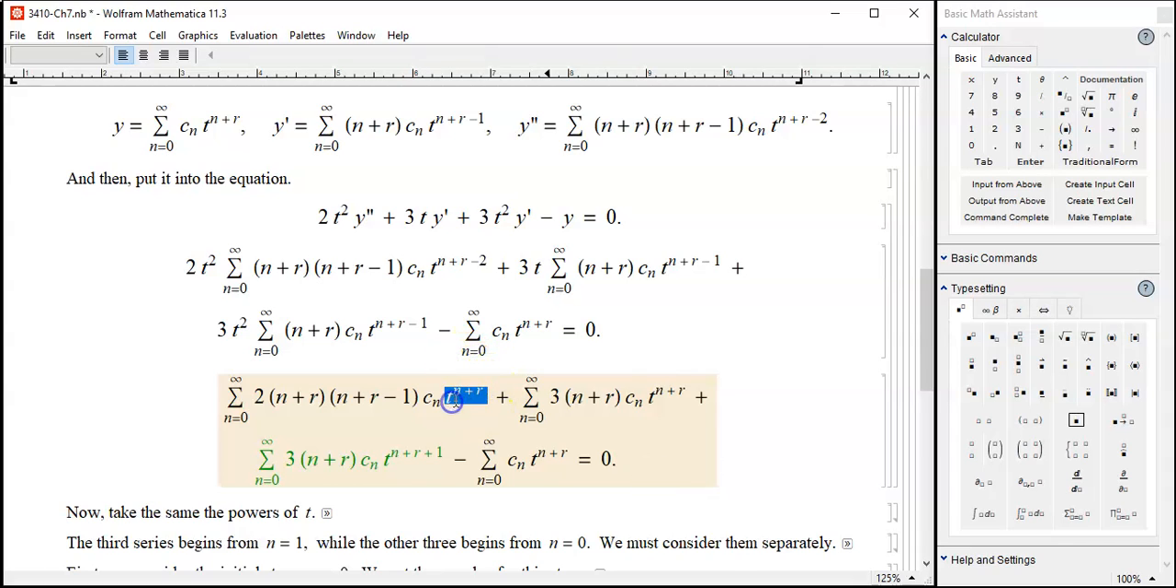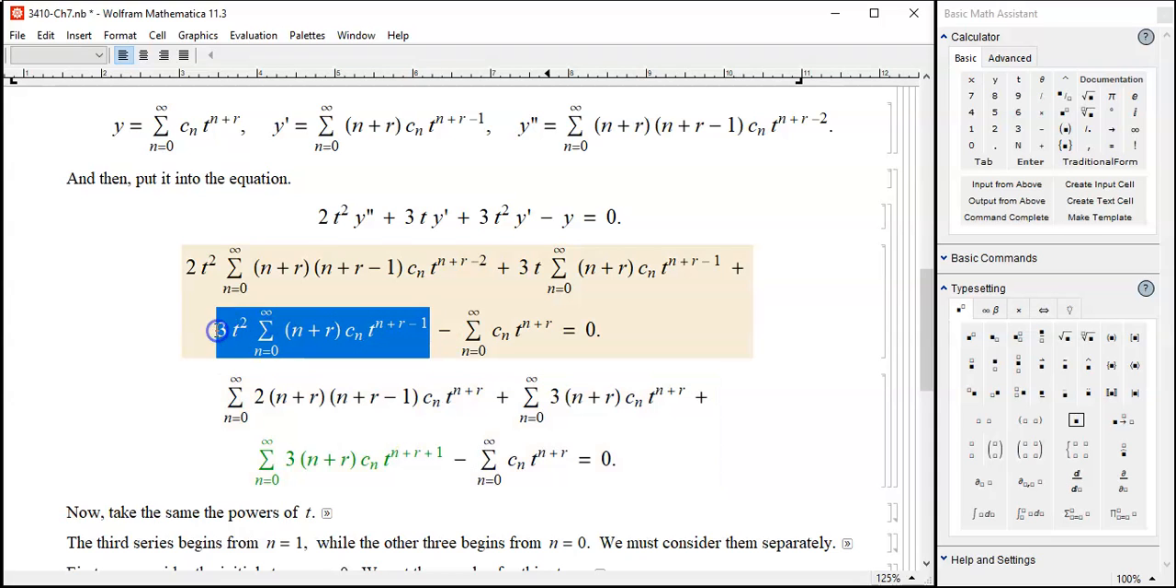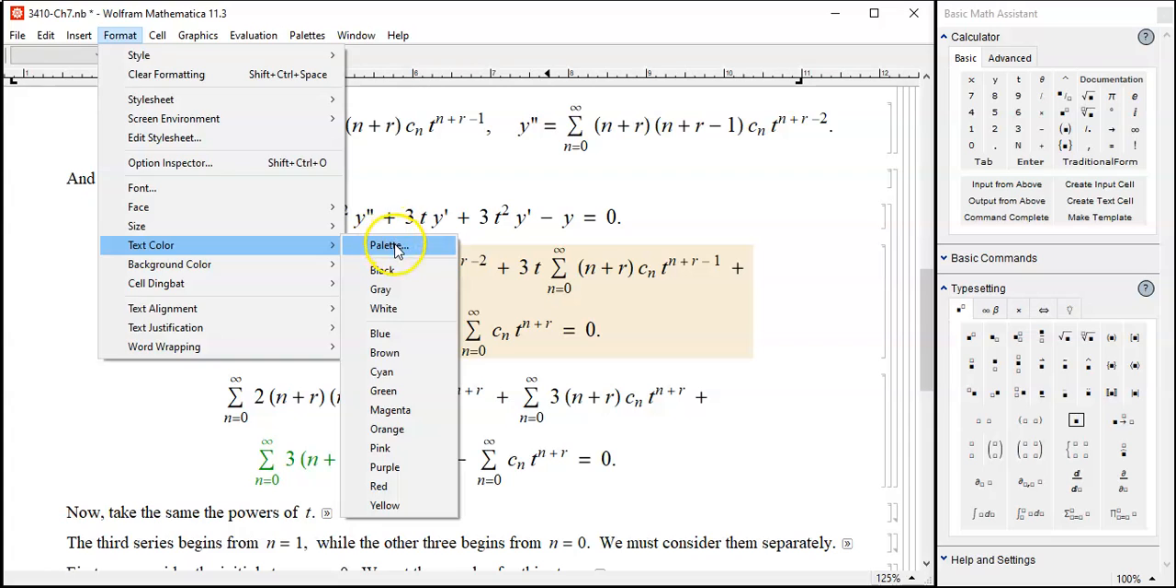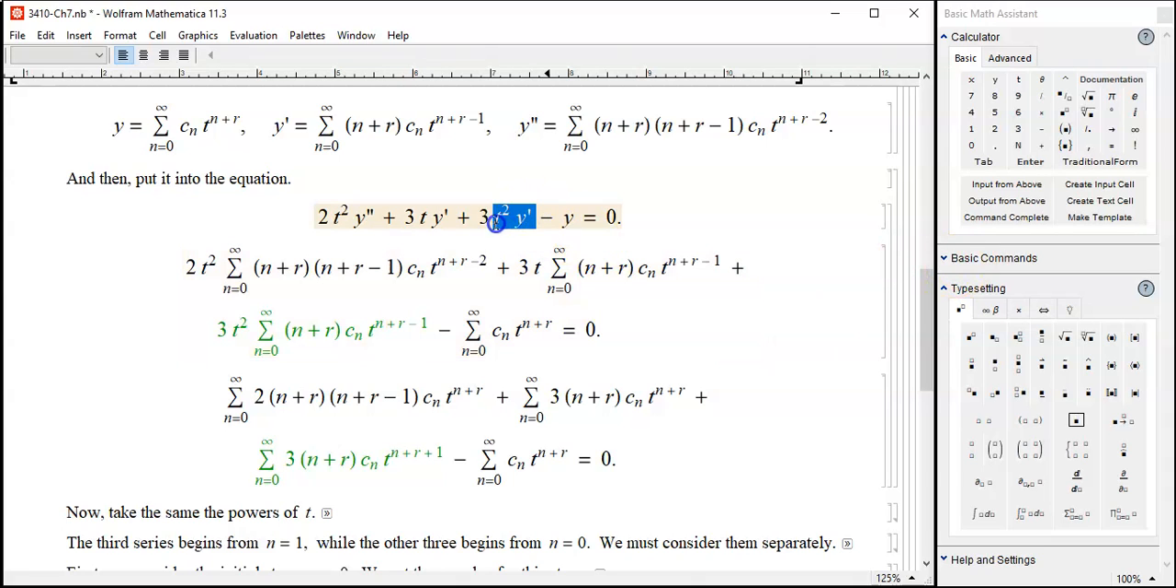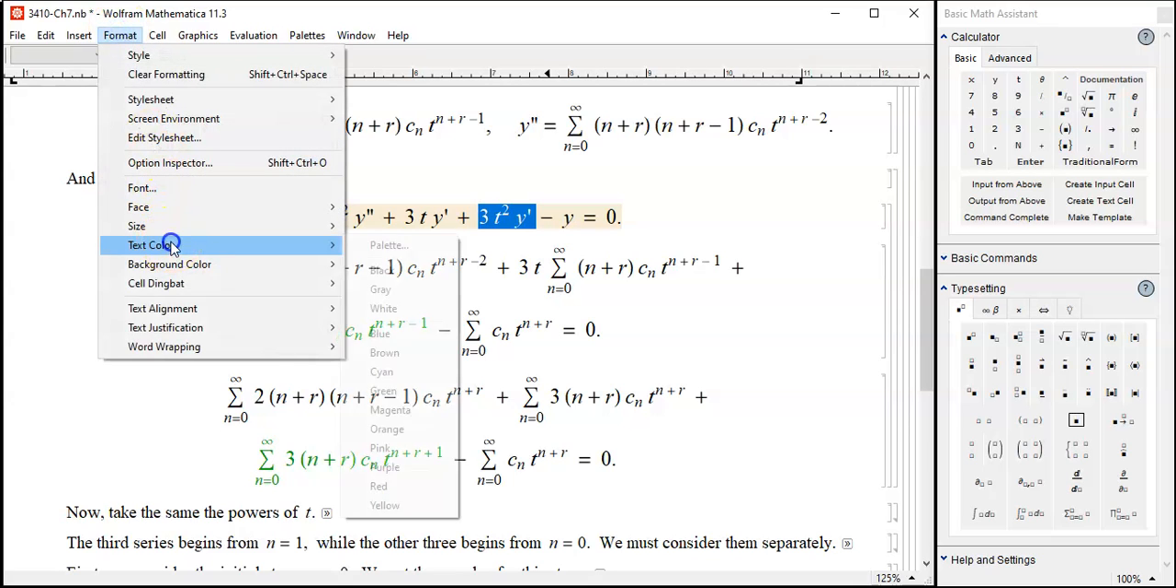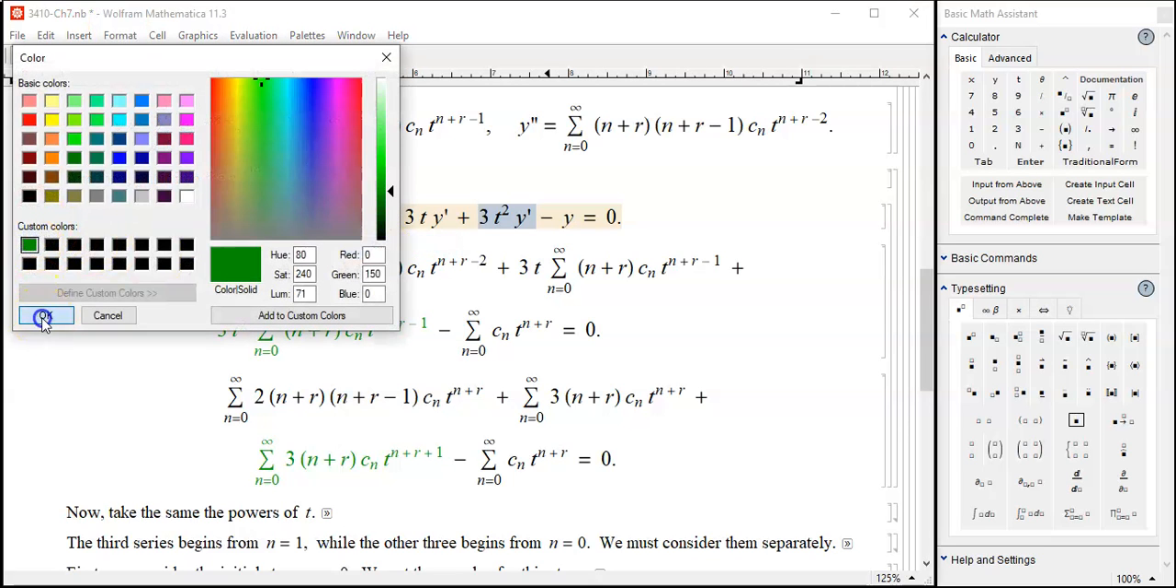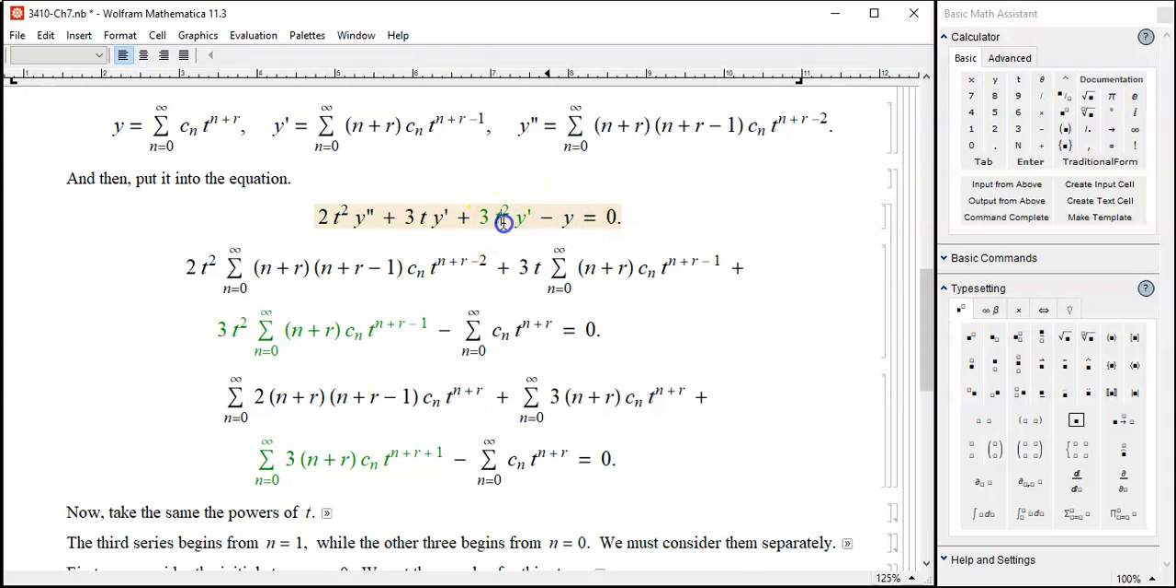Why? We have n plus r power, n plus r power, n plus r power. This one is a little bit different. Okay? And by the way, this one came from this factor. T squared and then that. And originally it came from this term. And that. The green part is going to be troublesome part, and then we'll have to do some index shifting.